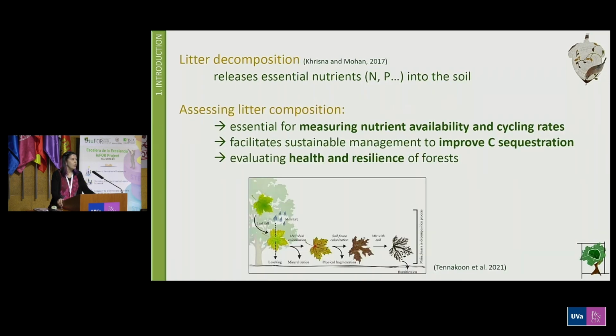So litter decomposition in soils releases essential nutrients such as nitrogen or phosphorus into the soil, and assessing litter composition is key to measure nutrient availability and cycling rates, facilitates sustainable management to improve carbon sequestration, and also helps us to evaluate the health and resilience of the forests.